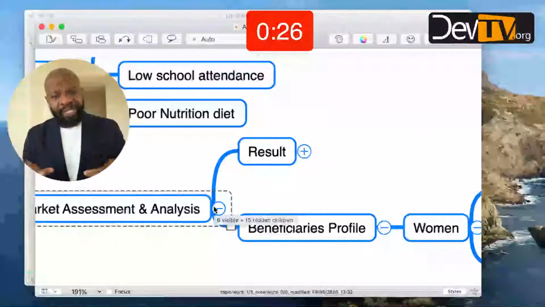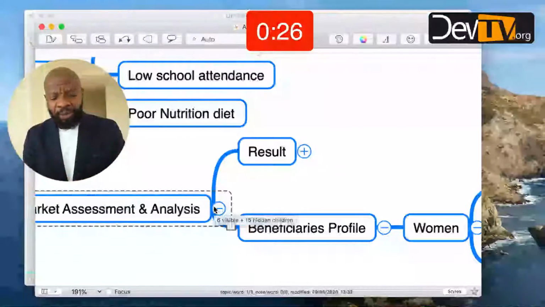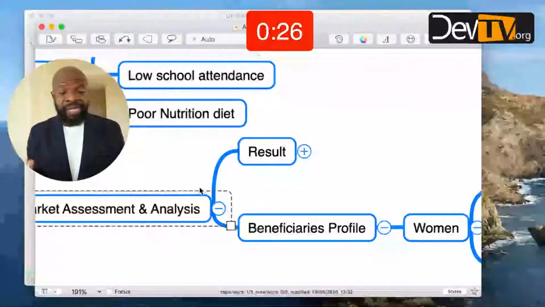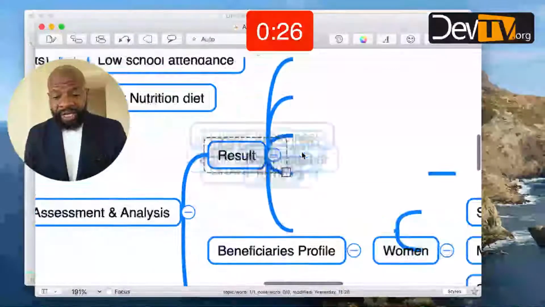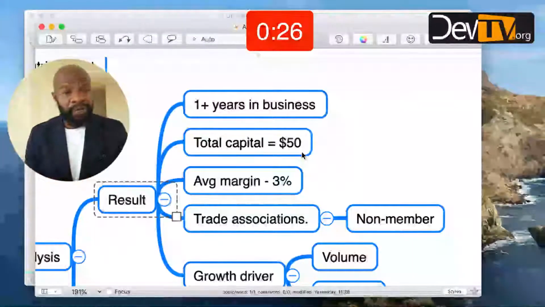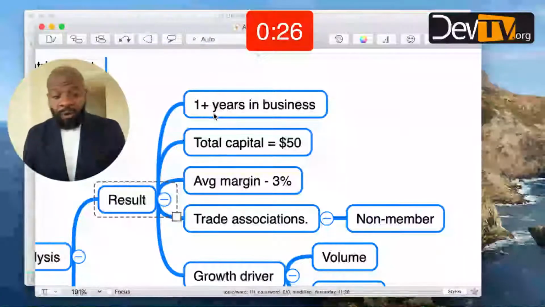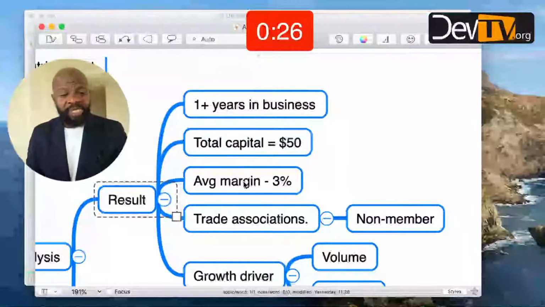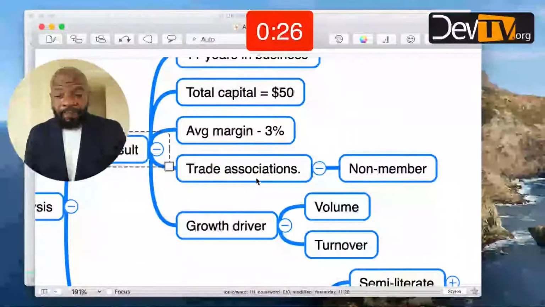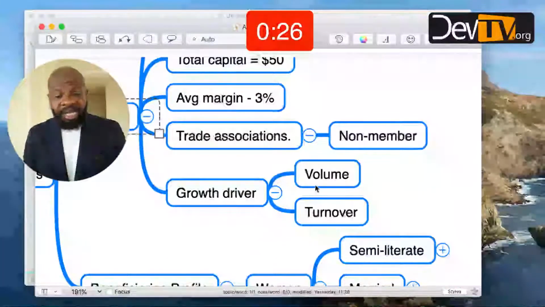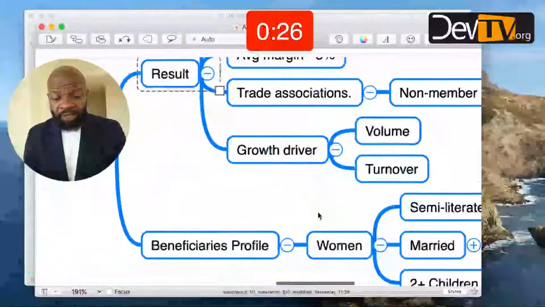I'm now creating a context for the access to finance problem that we're trying to resolve. So imagine we have done the market assessment and analysis, and these here are the results of the analysis. The target beneficiaries would have owned a business for 1 year plus, total capital no more than $50, average margin is about 3%. They are generally not members of any trade association. The growth driver of their business is volume and turnover.